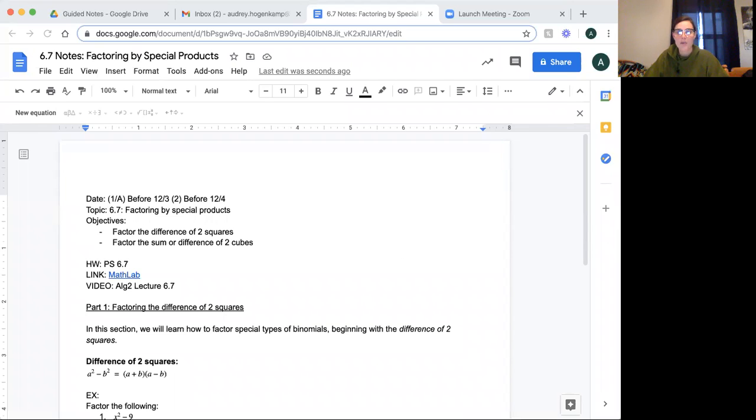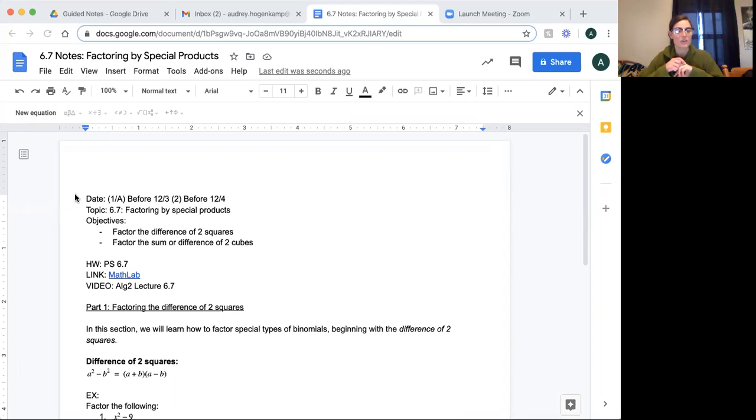Okay, so in this lecture, we are on 6.7, which is factoring by special products. And this is the last factoring strategy that we will add to our factoring tool belt. So these are a couple of special cases and just kind of shortcuts that you can memorize to factor quickly when you see certain types of problems.